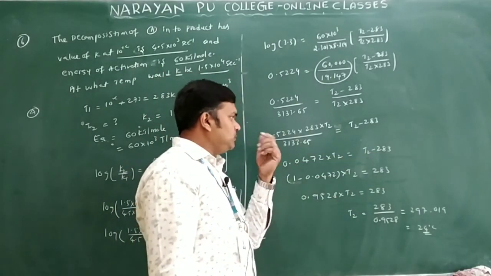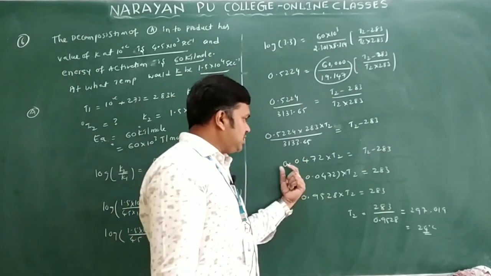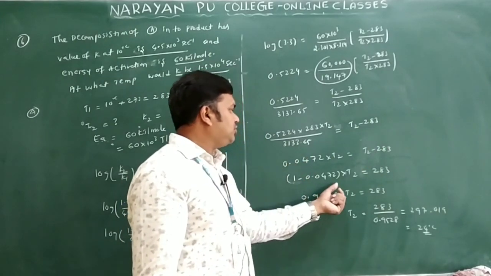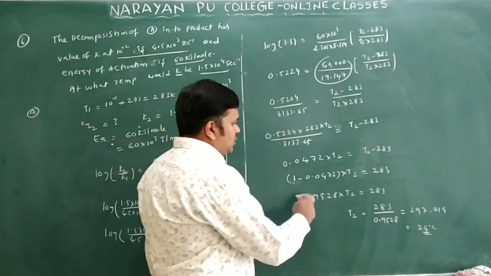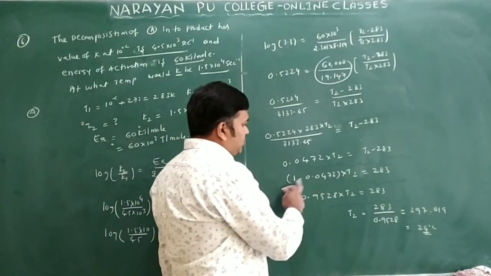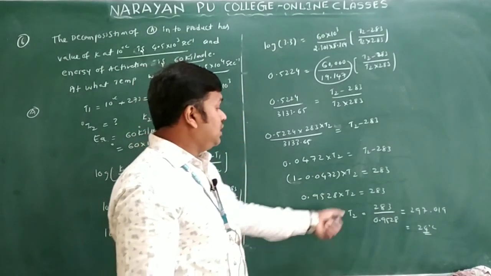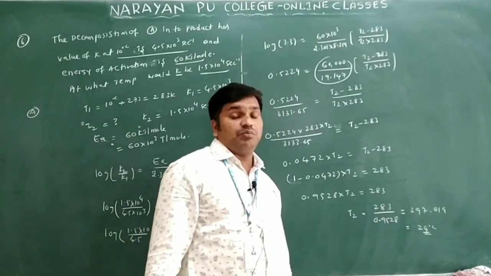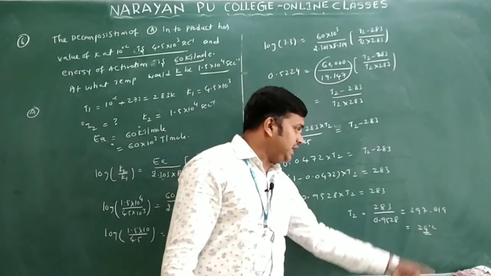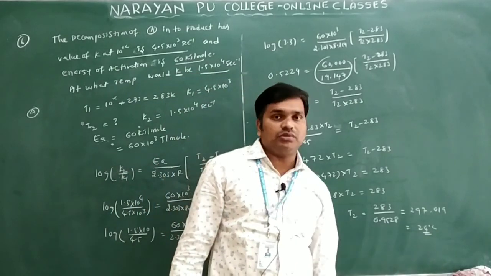You take T2 that side, and 283 this side. What you will get? 1 minus 0.0472 into T2 is equal to 283. So subtraction of this value, 1 minus 0.0472, you will get 0.9528 into T2, that is equal to 283. So T2 is equal to 283 by 0.9528. So what you will get? 297.019.